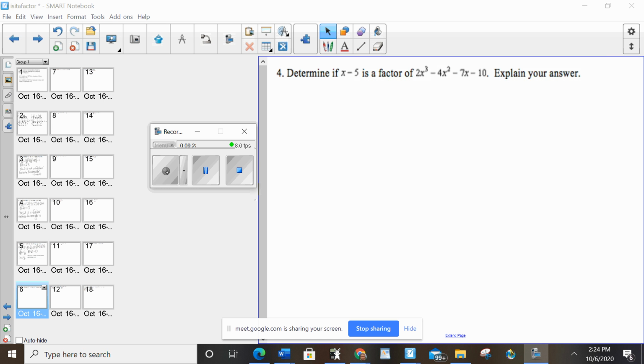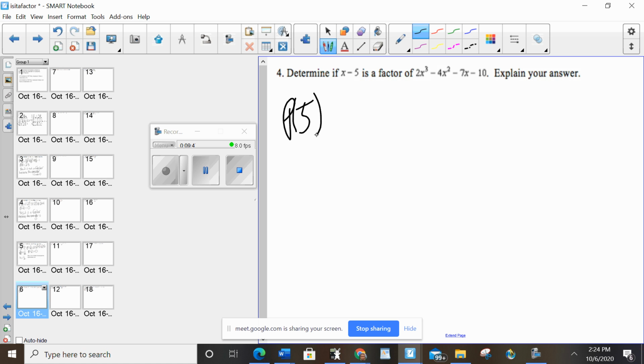So let's take a look at number 4 now. If I want to determine if x minus 5 is a factor, to determine if something's a factor, I need to find the remainder. If the remainder is 0, it's a factor. If it's anything other than 0, it's not. So to find the remainder, I do remainder theorem by substituting the opposite of what I'm dividing by into the function.